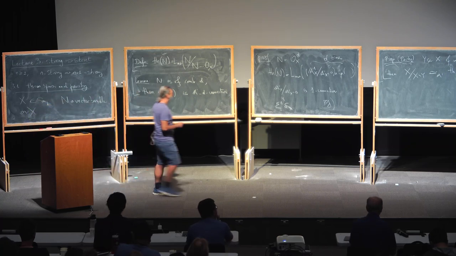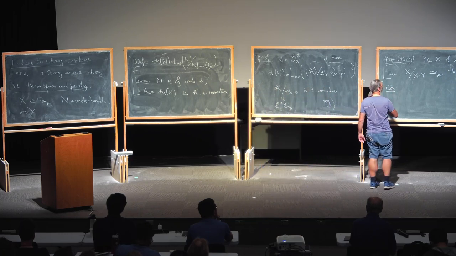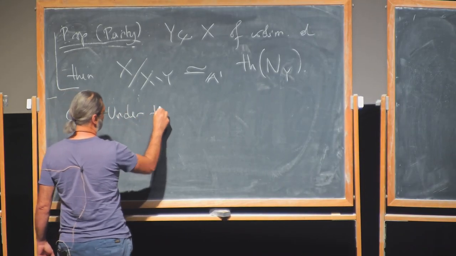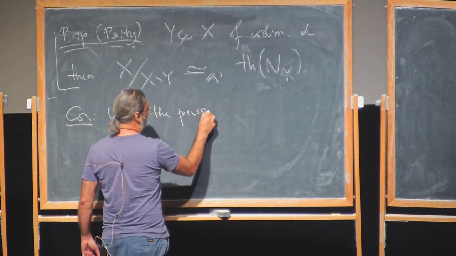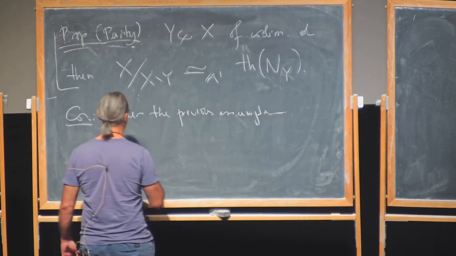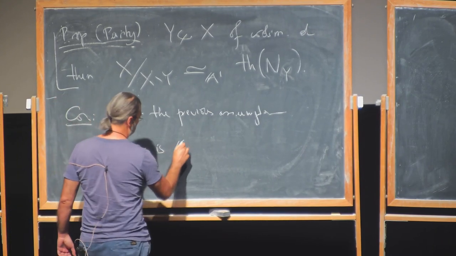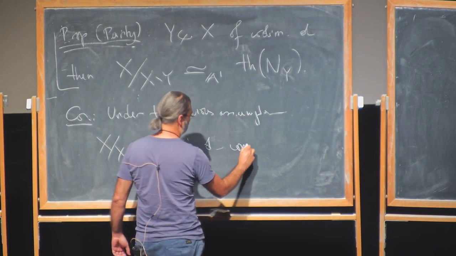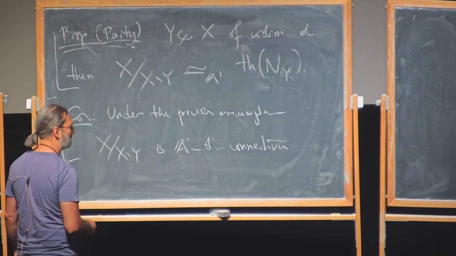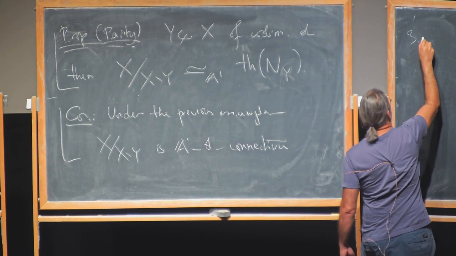Let me also state this corollary here. Putting these two things together, under the previous assumptions, we know that this X over X minus Y is A1 d-connective. Okay, so that's what I'm going to use later. All right, so that's 3.1, now 3.2.